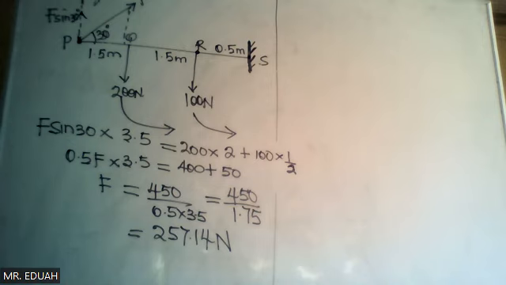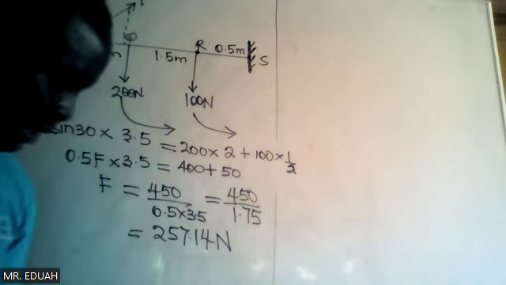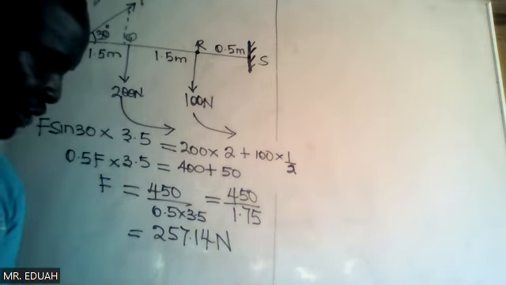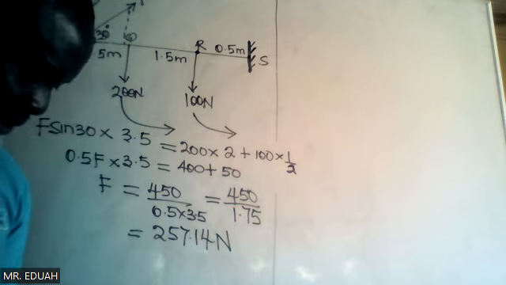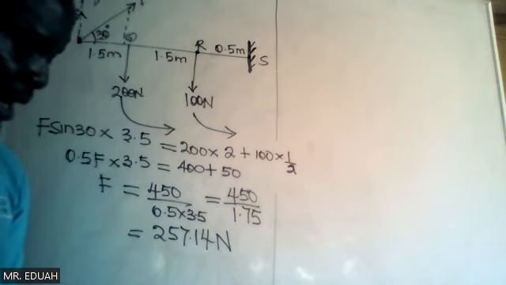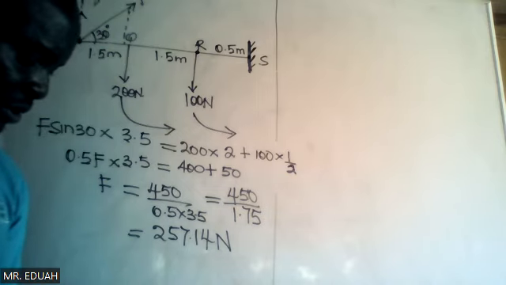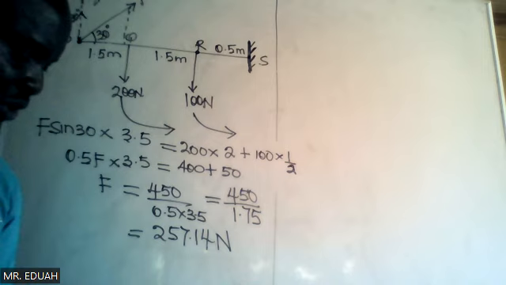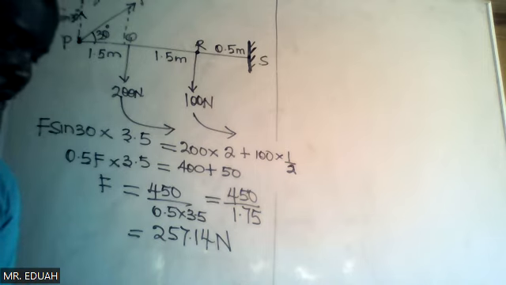Okay, let's try another one. Then we look at when you have a non-uniform beam, what happens? Let's try another one. A horizontal uniform rod.